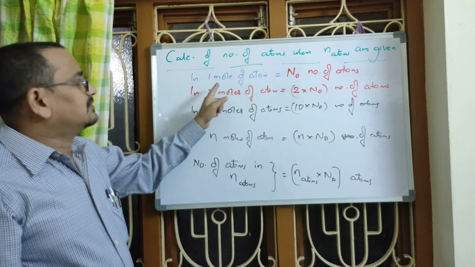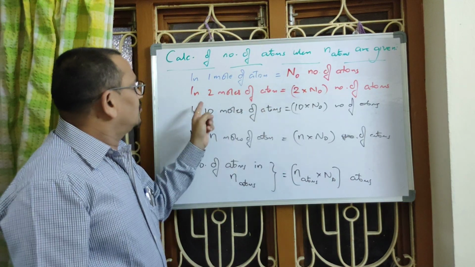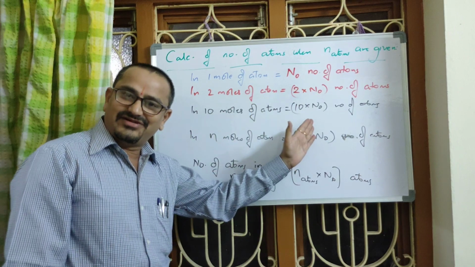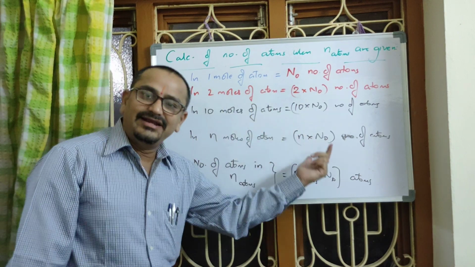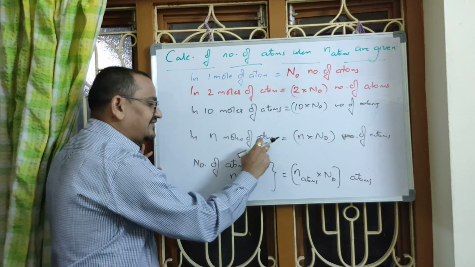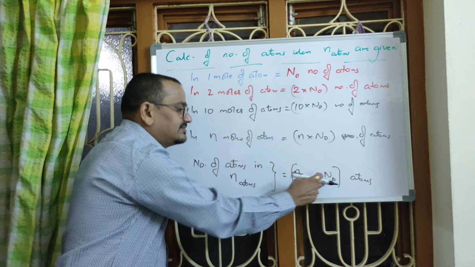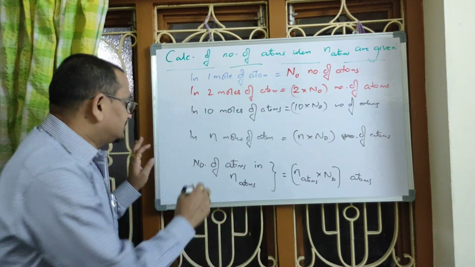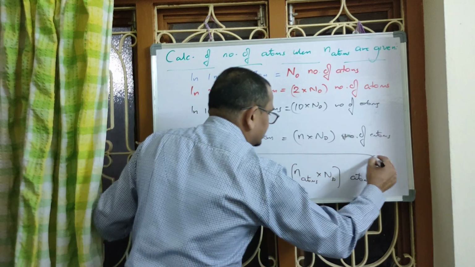Once again, 1 mole has Avogadro number of atoms. 2 moles has 2 into Avogadro number of atoms. And 10 moles has 10 into Avogadro number of atoms. Then n moles has n into Avogadro number of atoms. That's the formula: number of atoms present in n moles of atom is given number of moles of atom into Avogadro number. That's it. Is that clear? So this relation we have to memorize.